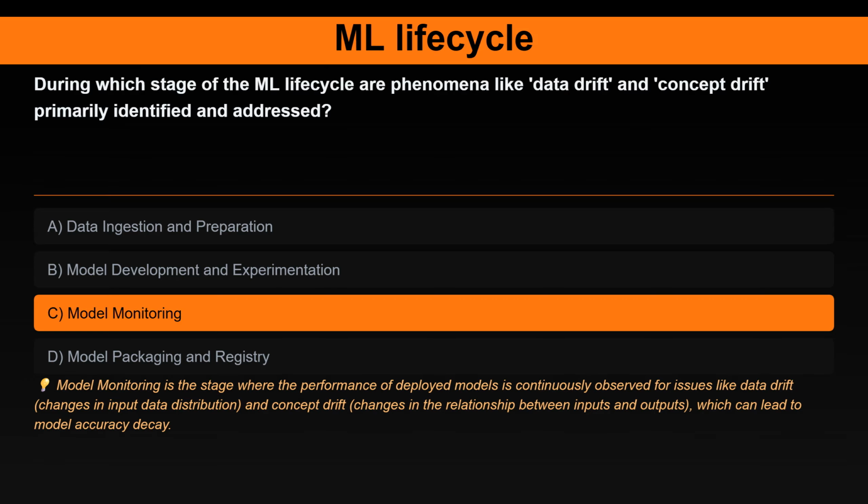The correct answer is model monitoring. Here's the explanation. Model monitoring is the stage where the performance of deployed models is continuously observed for issues like data drift, changes in input data distribution, and concept drift, changes in the relationship between inputs and outputs, which can lead to model accuracy decay.